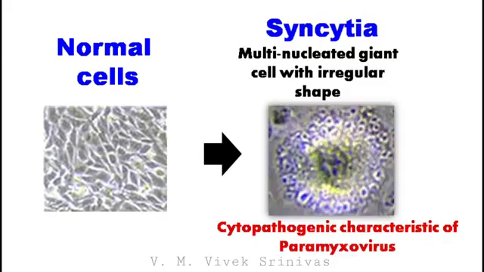Here, the left picture shows the normal cells before Newcastle disease virus infection. The right picture shows the syncytia, which is generally observed 24 to 48 hours after virus infection of the cells. An irregular-shaped, multinucleated giant cell. This is a cytopathic characteristic of a paramyxovirus over the cells.